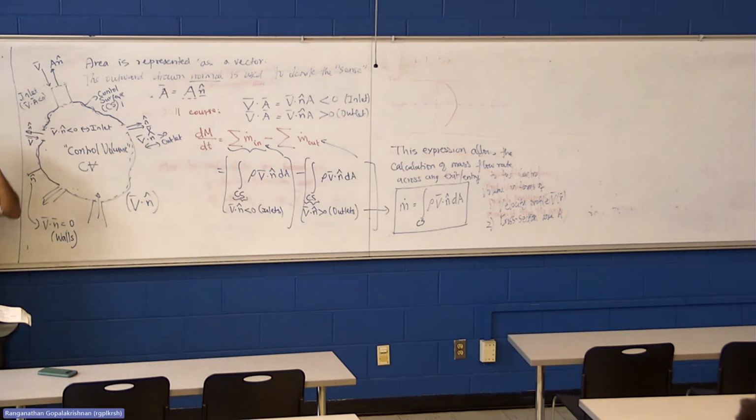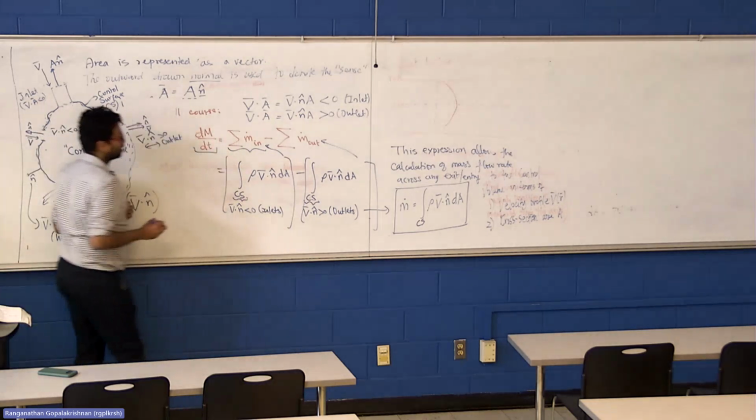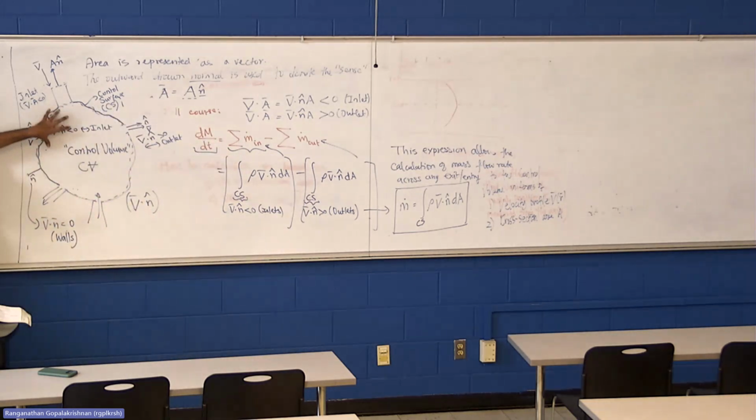Okay, now drop your pencils, look up please. What about this term? What is the rate of change of mass? How can we describe that in terms of what is contained within the volume? How much mass is contained within this volume? Give me an expression. If I ask you to calculate how much mass of water is present in this bottle, what will you do?